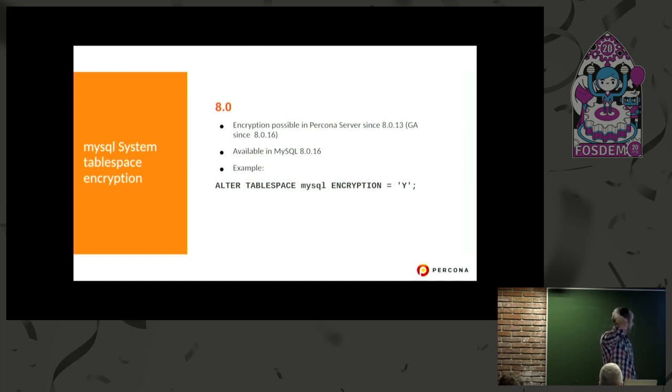Now, MySQL system tablespace encryption. This is 8.0 specific. In MySQL 8.0 and Percona Server 8.0, the MySQL system tablespace contains the MySQL system database and the data dictionary files. To enable it, you can just do ALTER TABLESPACE mysql and set the ENCRYPTION to 'Y'. This is not available in MariaDB because MariaDB doesn't separate the MySQL system tablespace from the system tablespace.